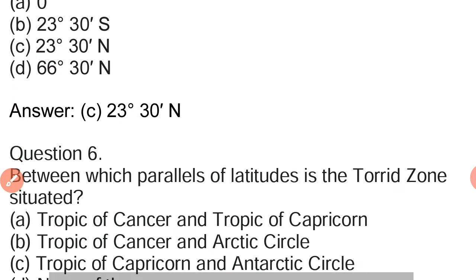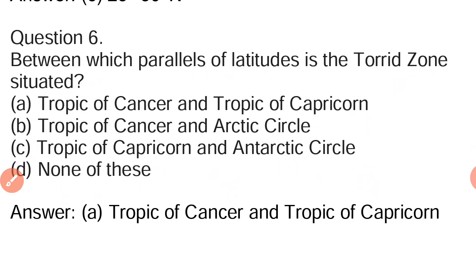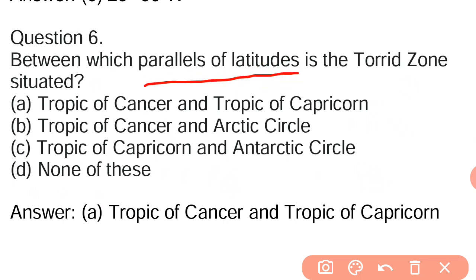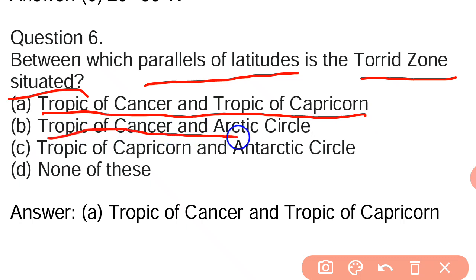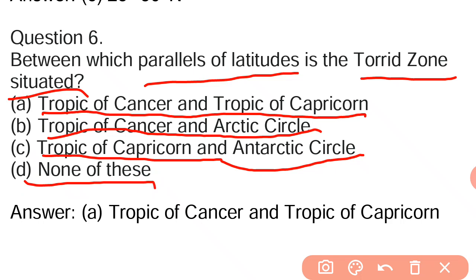Next question, between which parallels of latitude is the torrid zone situated? Option A Tropic of Cancer and Tropic of Capricorn, option B Tropic of Cancer and Arctic Circle, option C Tropic of Capricorn and Antarctic Circle, option D none of this. Right answer is option A Tropic of Cancer and Tropic of Capricorn.